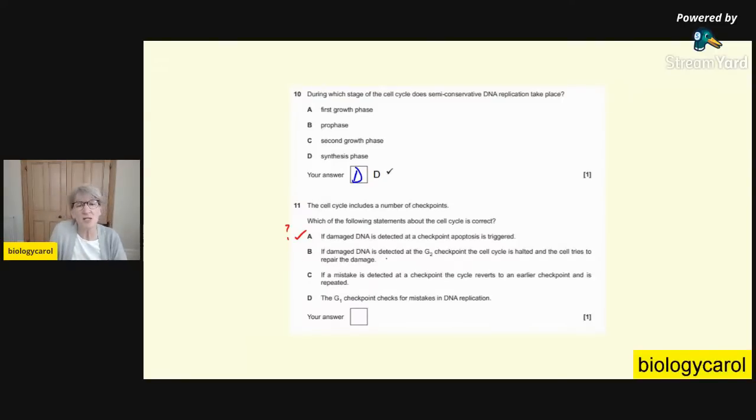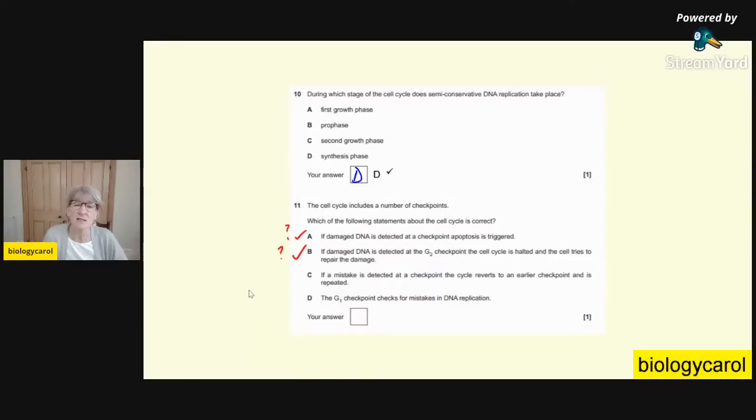reading. If damaged DNA is detected in the G2 checkpoint, the cell cycle is halted and the cell tries to repair the damage. The G2 checkpoint occurs just before mitosis. And I know that that is true. The extra copy of DNA has been synthesized, the DNA has been replicated. And so it makes sense that that DNA tries to be repaired before mitosis occurs. So I am liking that response too.